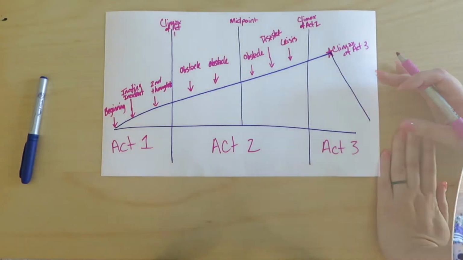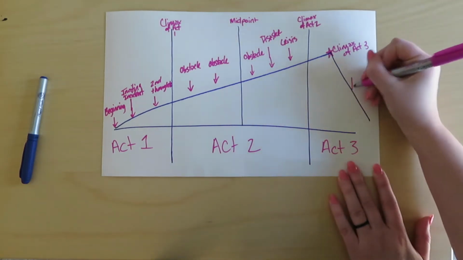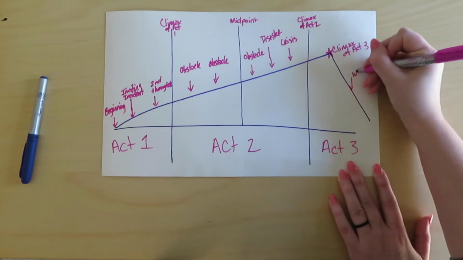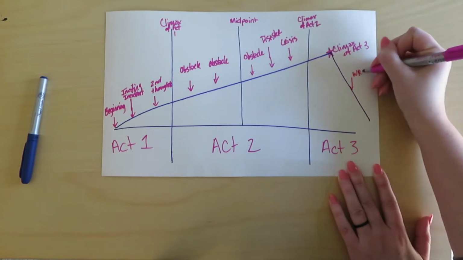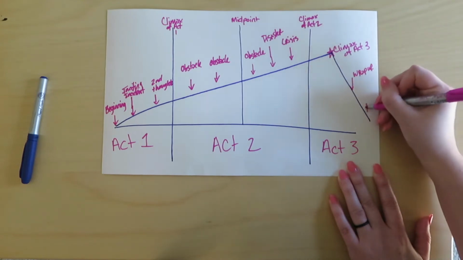Act 3 is where your main character pulls it all together. They make the final plan, they storm the castle, and then you start working on the wrap up and the ending.